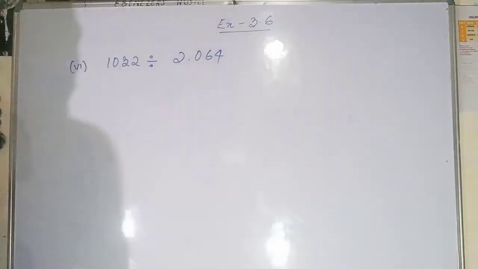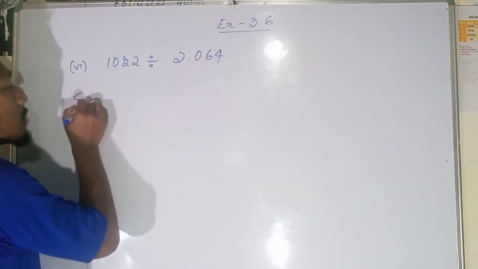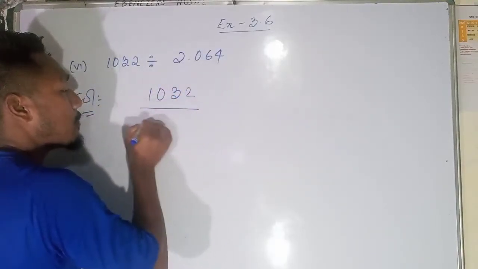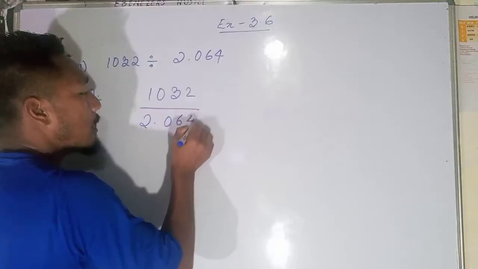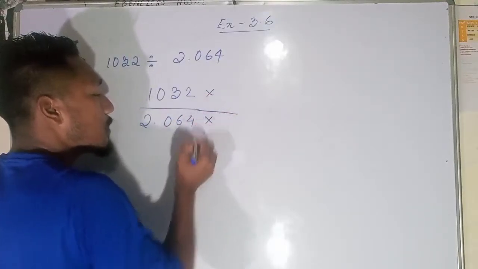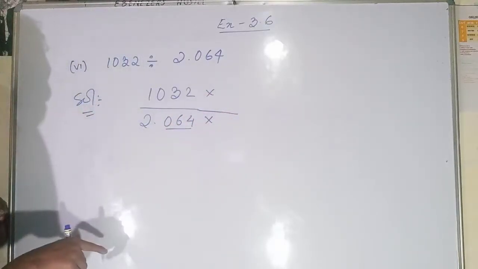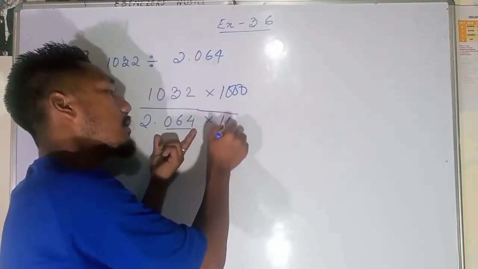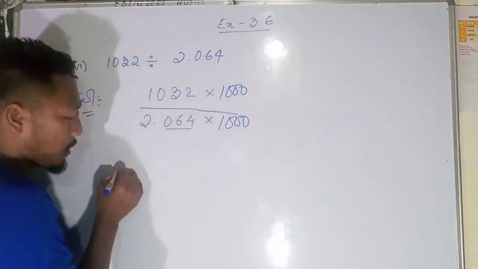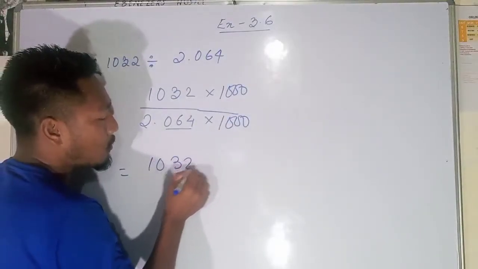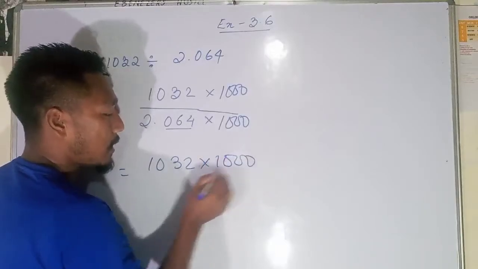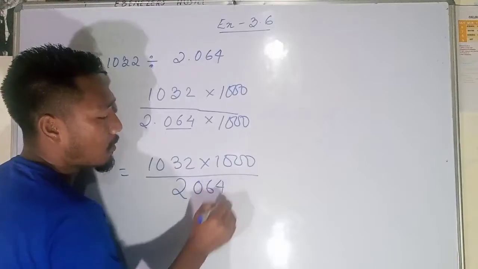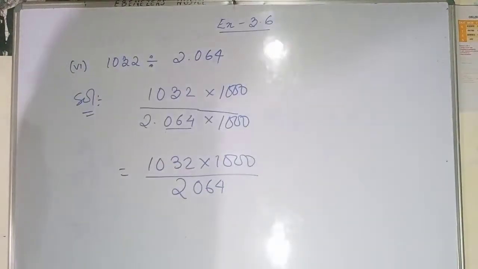Okay, this is our next question. I will divide these two numbers: 1032 divided by 2.064. Now you see, after 3 digits we have the point. That means I have to multiply by 1000. So 1032 into 1000, and if you multiply the divisor, your answer will become 2064.